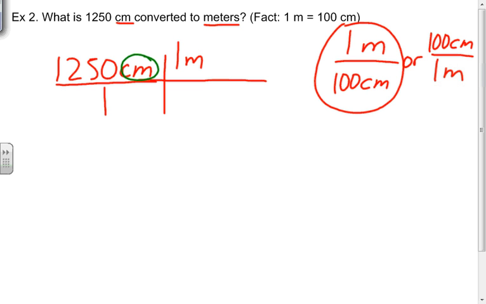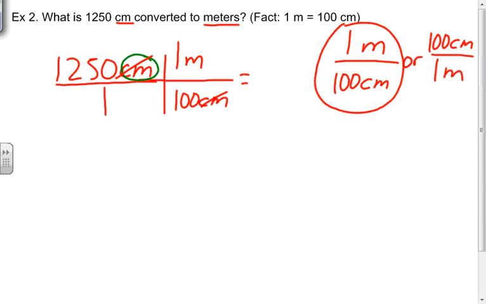1 meter over 100 centimeters. Now, the reason why I have centimeters on the bottom is because if I have the same thing on the top and on the bottom, they cancel. So the centimeters on top over here cancel with the centimeters on the bottom. What is the only unit that I have left in this problem? It's meters, and that's what I'm trying to get in my answer.